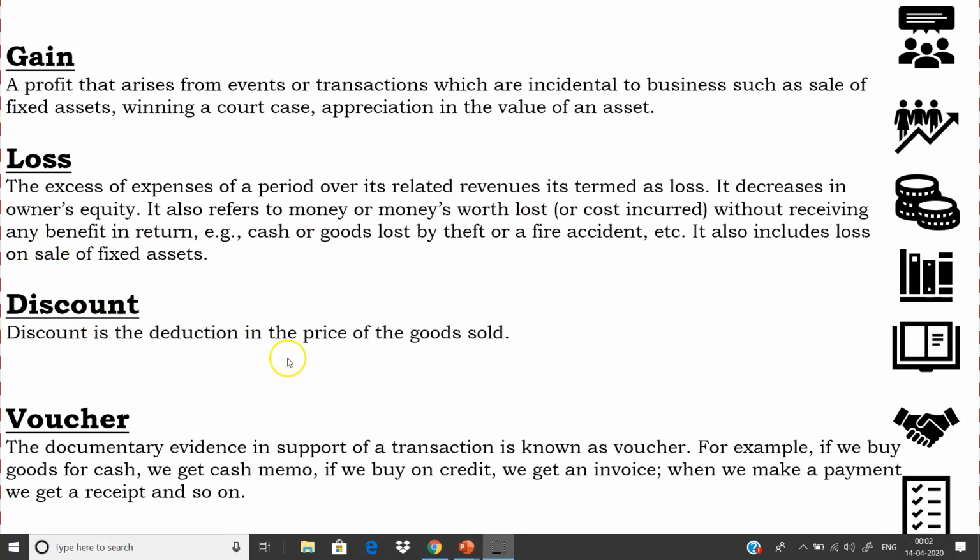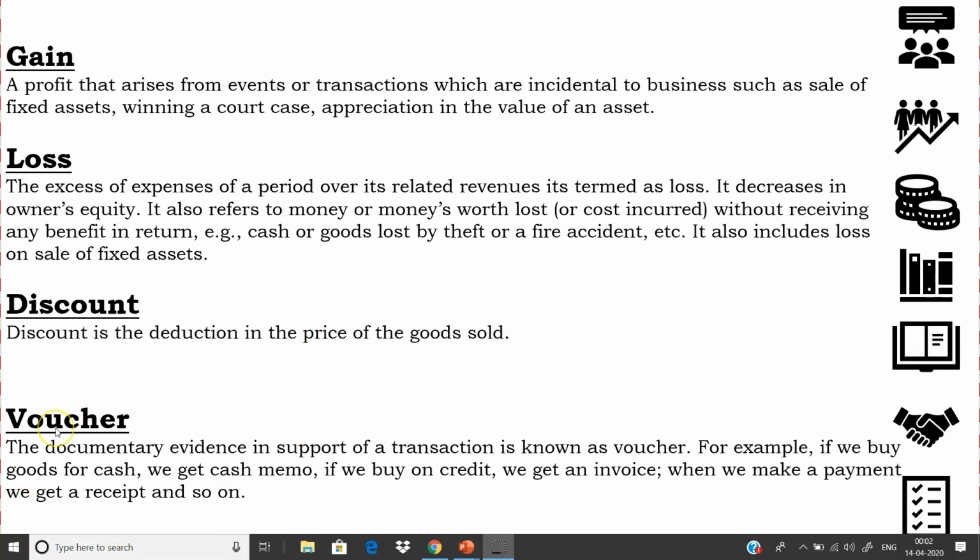Discount. Discount is the deduction in the price of goods sold. Now again, if the vendor or the lender gives me discount on the goods that I purchase from him, then it is a discount for me. It is a reduction in the price of goods sold.